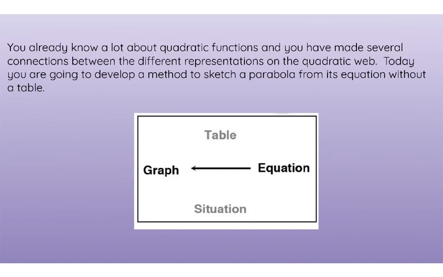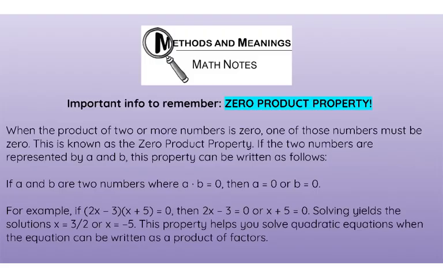You already know a lot about quadratic functions and you made several connections between them. Today, we're going to be looking at taking an equation and figuring out parts of that equation that will help us graph it. So there is something in math called the zero product property. What the zero product property is, basically, is when two things are multiplied together and they equal zero, one of those two things has to be zero. So they give an example here. I'm not going to spend a whole lot of time on it because it gets a little bit confusing. I think it's going to make more sense when we see an example.